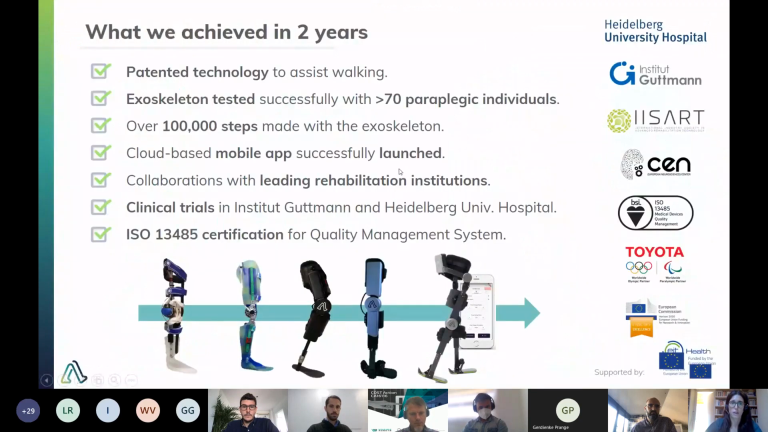In the last 2 years, we've done a lot of things, but let me highlight the most important. We have patented our technology, and we have tested the exo with more than 70 paraplegic individuals. Now we are finishing a multicentric clinical investigation at Institut Guttmann in Barcelona and at Heidelberg University Hospital in Germany. We have also implemented and certified our quality management system according to ISO 13485, which is a requirement for medical device manufacturers.